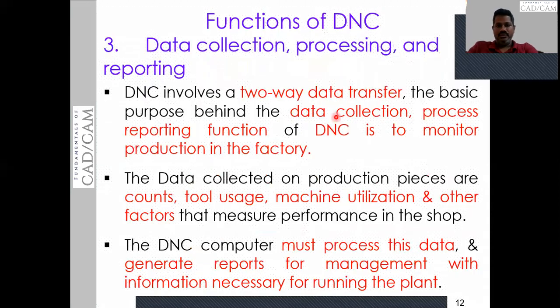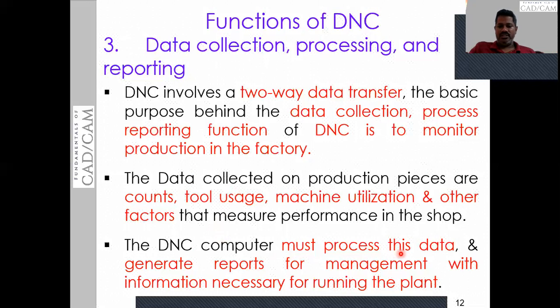Then let me move forward. The other function of the DNC is that it should be able to collect the data, process it, and generate the report, as I said just now. The collected data may include the count of the objects, the tool usage data, what type of tool we used, how many operations were performed, the tool movement diagram, the machine utilization time, or any other data. This type of data is extremely useful for the management of the plant. It may be shop floor data or inventory data. All those data must be collected by the DNC system. Every DNC must have this feature to run the plant in a smooth way.